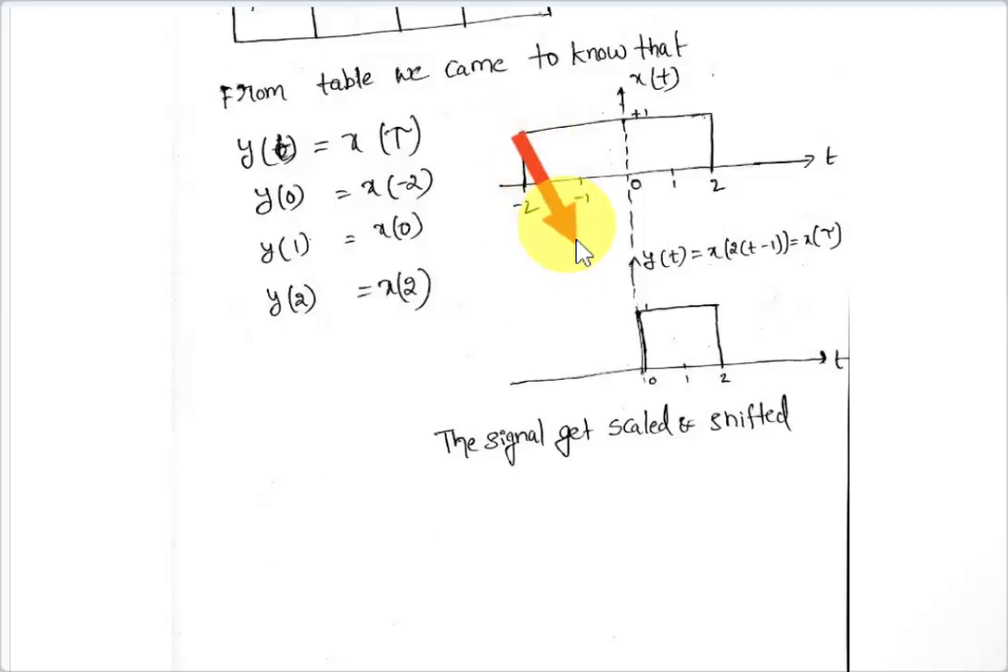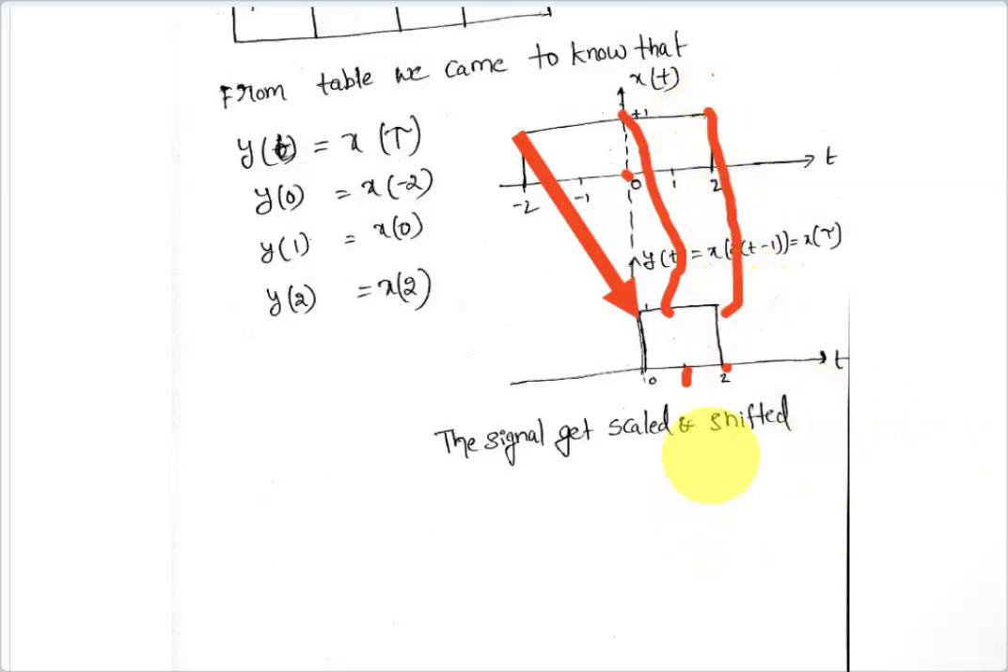So this amplitude will be placed here. y of 1 means x of 0. The y of 1 amplitude equal to x of 0, this amplitude will be placed here. Then y of 2 equal to x of 2, that amplitude is placed here.